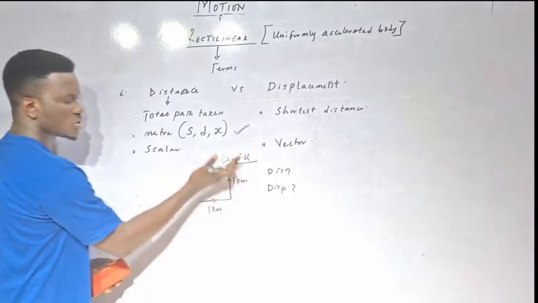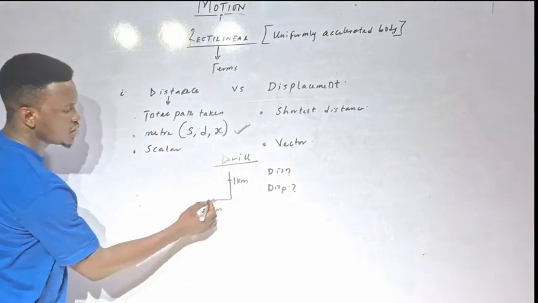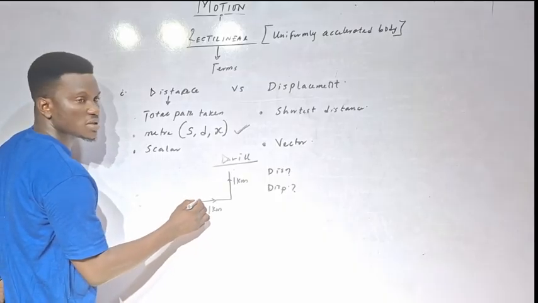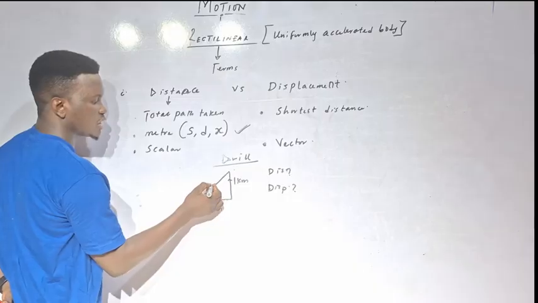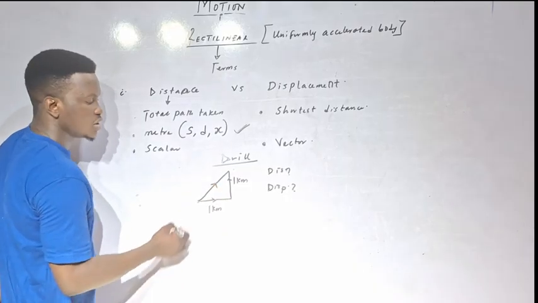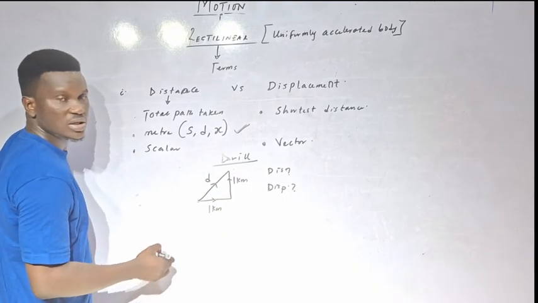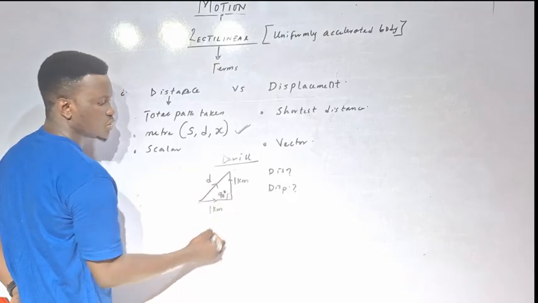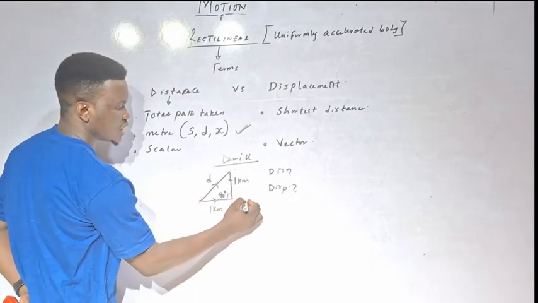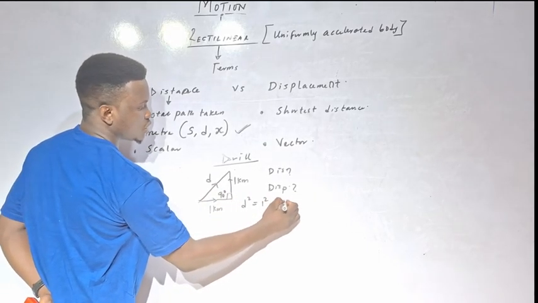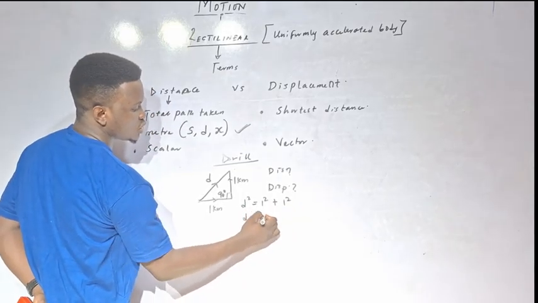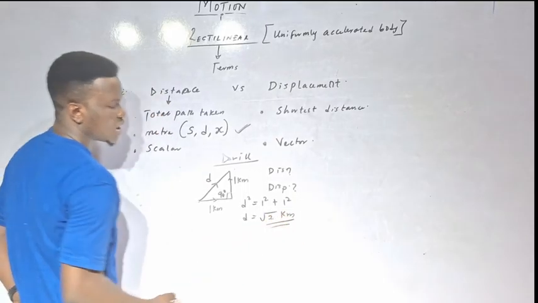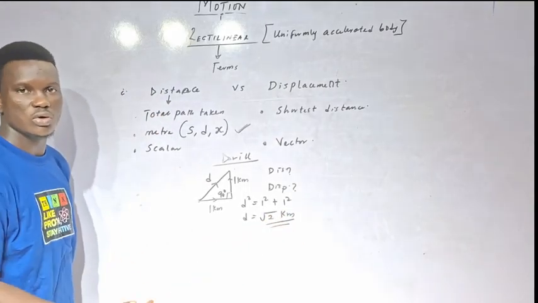Now we did this under scalars and vectors. If they move head to tail, how will you find the displacement? It will be from the starting point to the finish line, because that will be their resultant. So that can be called the displacement. Since this angle is 90 degrees, we are going to use Pythagoras theorem. So we say that d squared equals 1 squared plus 1 squared, and d is going to be the square root of 2, and that's going to be root 2 kilometers. So our displacement is root 2 kilometers.